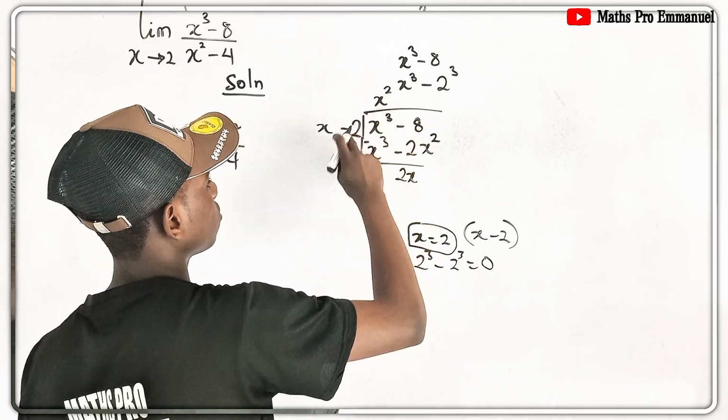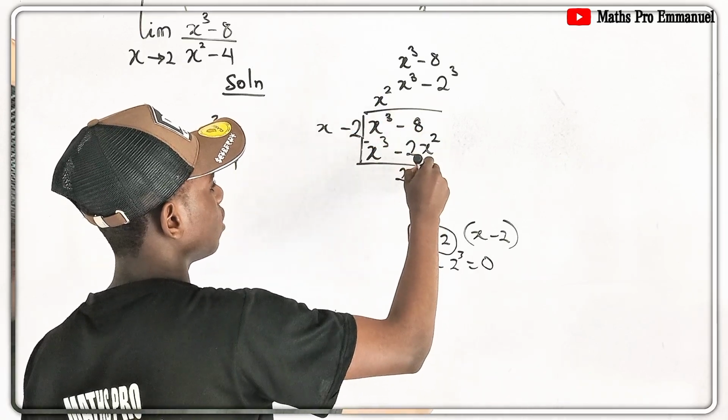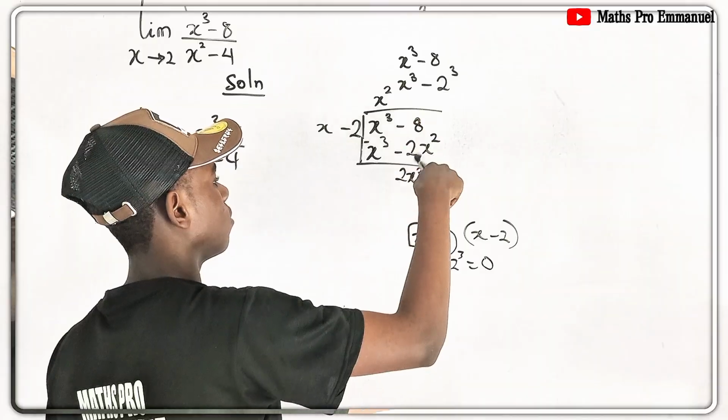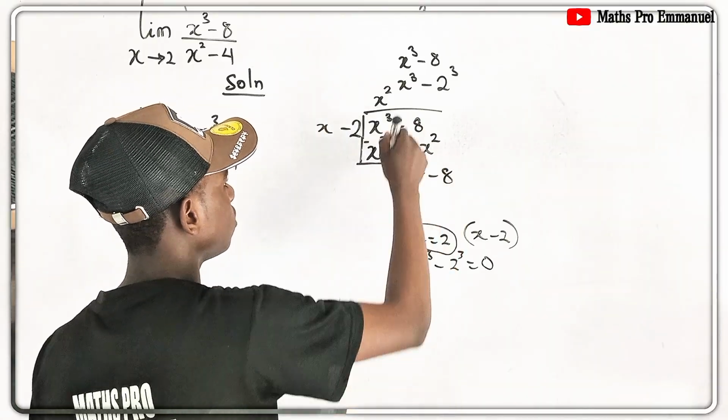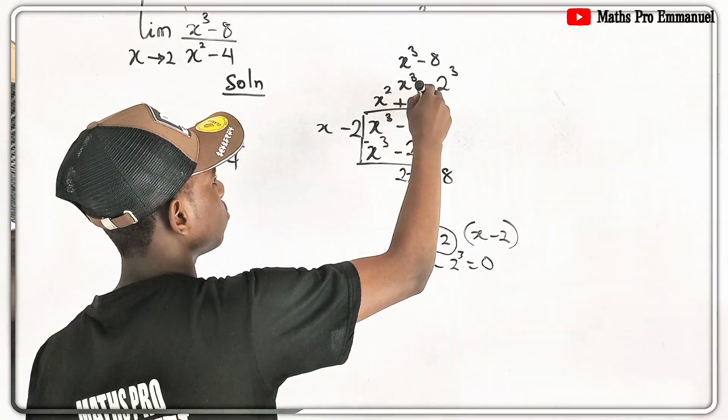Don't forget that we have a square here, 2x squared. So 2x squared plus 2x squared. Now I'm left with minus 8. So I'll divide again. x will go here. I'll have plus 2x.